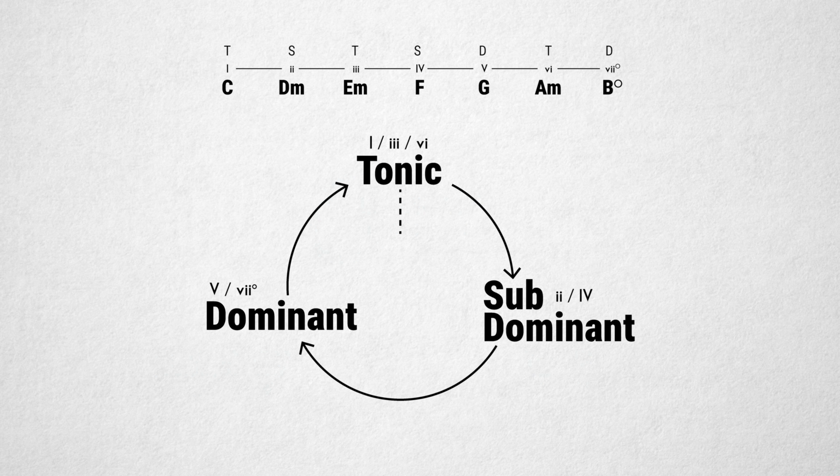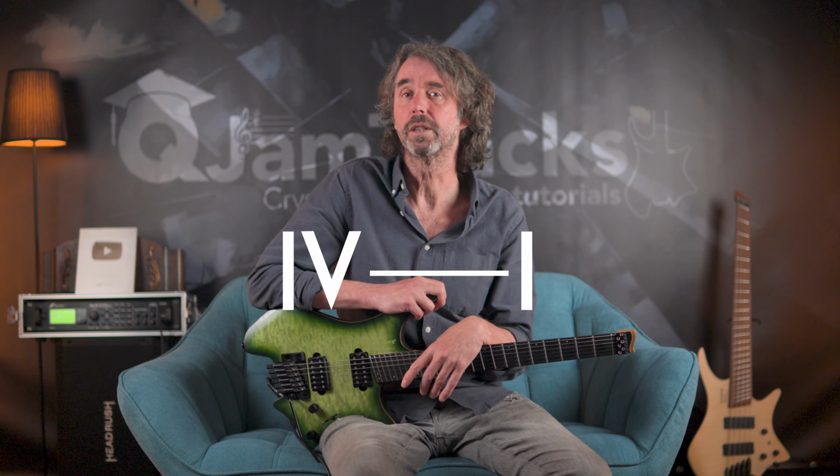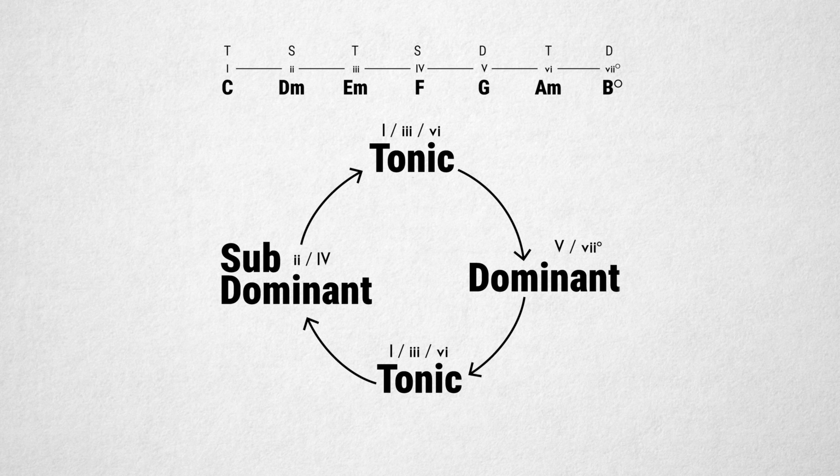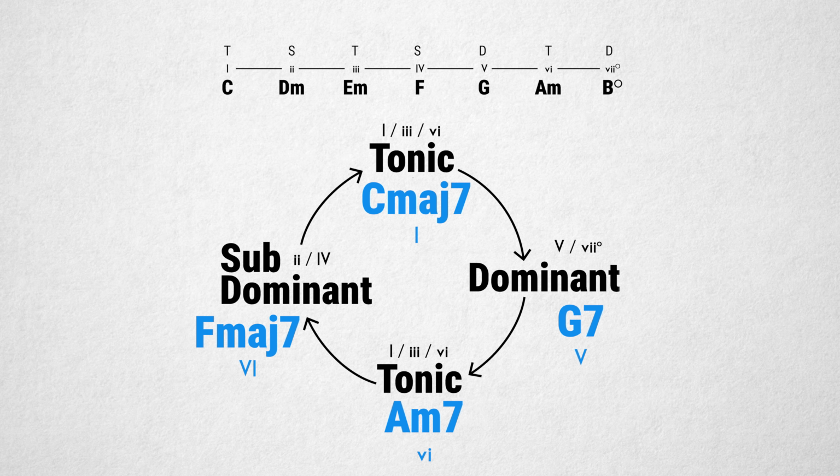But there are more combinations that work well and are used a lot by songwriters. For instance, progressions that use the plagal 4-1 cadence. It sounds much softer and milder than the 5-1 progression. Now we got a 1-5-6-4 progression, so tonic, dominant, tonic, subdominant. And we'll find this progression in songs like With or Without You by U2 or Let It Go from the musical Frozen. So in the key of C major, we'll get C major 7, G dominant 7, A minor 7 and F major 7.